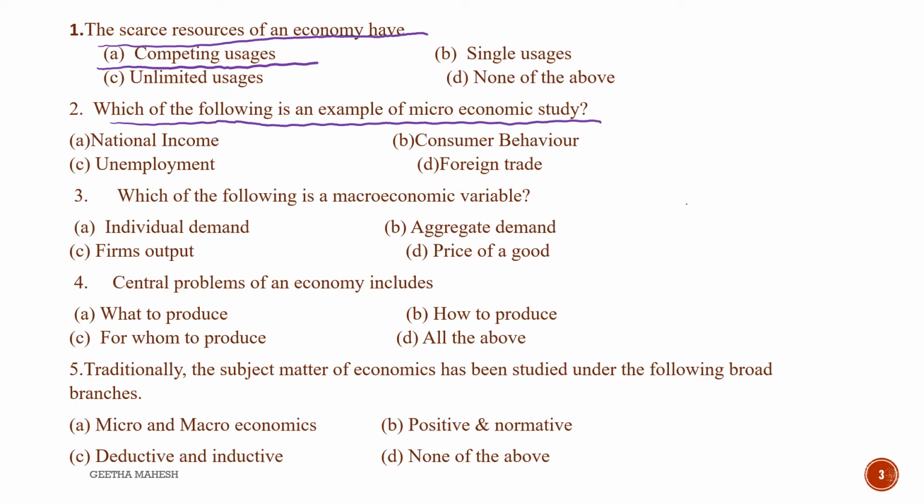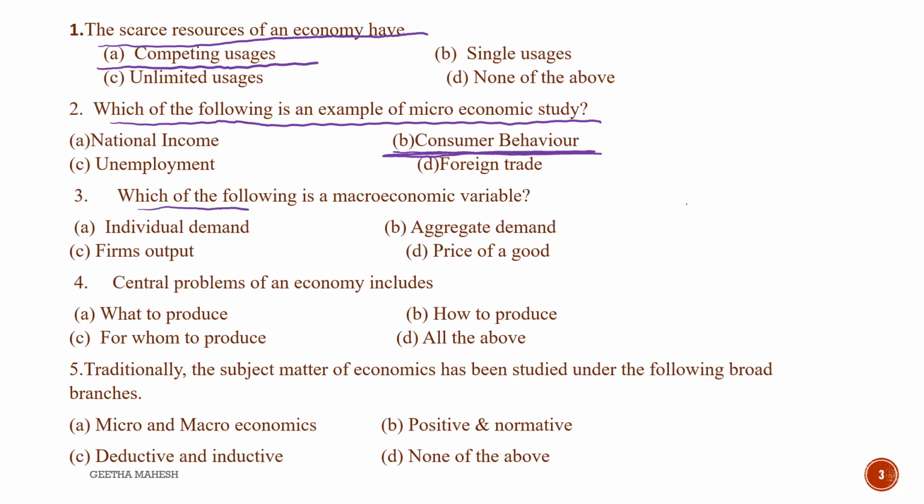National income, we know income of a nation, it is an aggregated concept. Unemployment, the problem of an economy. Foreign trade, open economy. These 3 things come under macroeconomics. And consumer behavior, that is a behavior of each individual consumer. So microeconomics deals with the individuals.